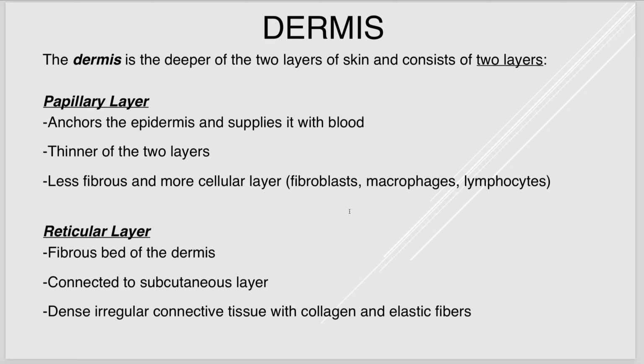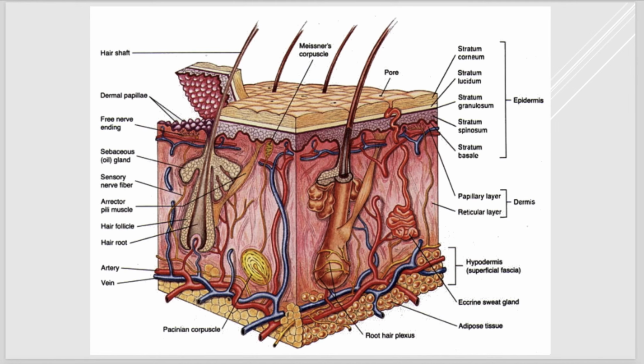And then the reticular layer, this is the deeper of the 2 layers. It's the most fibrous layer, lots of fibers. It's connected to the subcutaneous layer, which is not a part of the skin. And like I said earlier, dense irregular connective tissue. Lots of collagen and elastin.